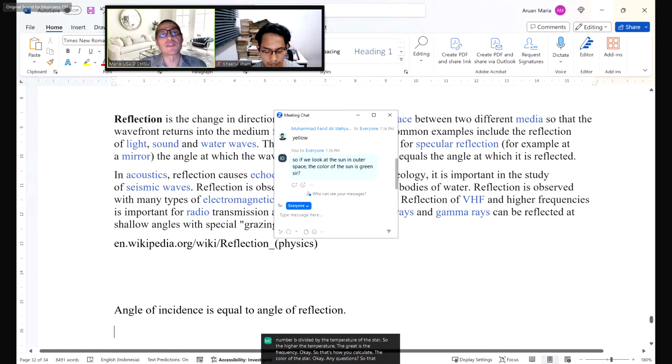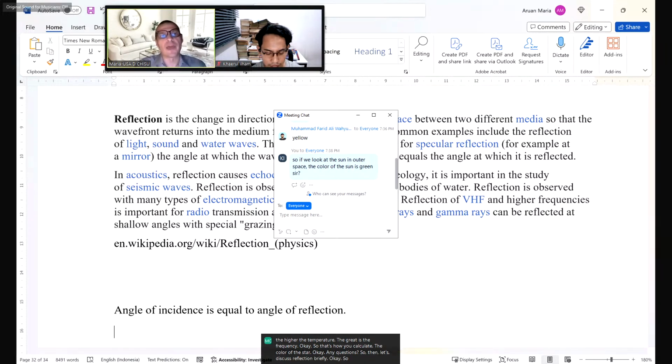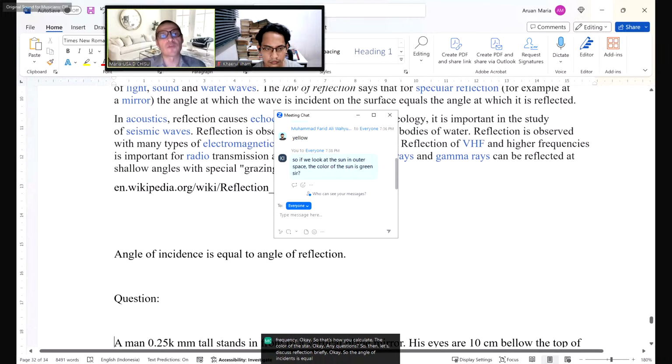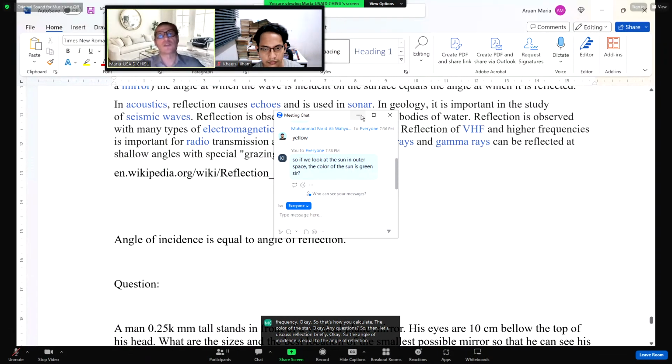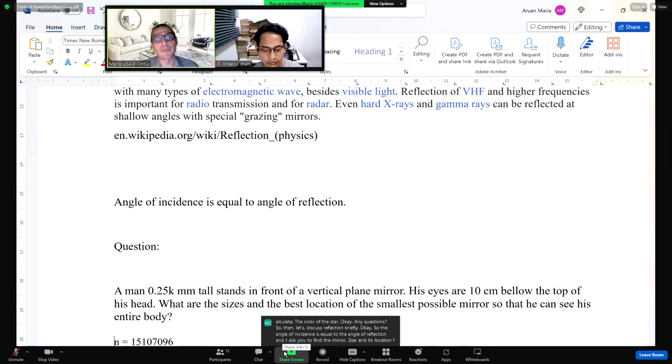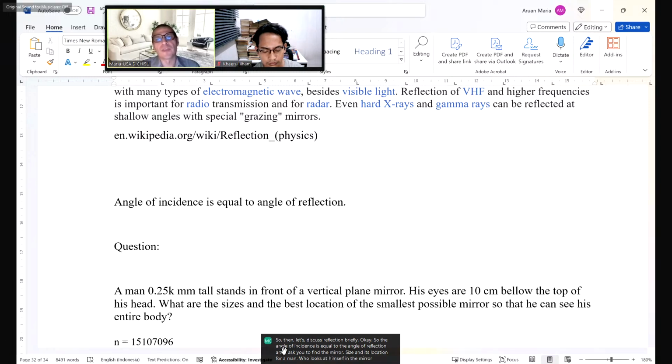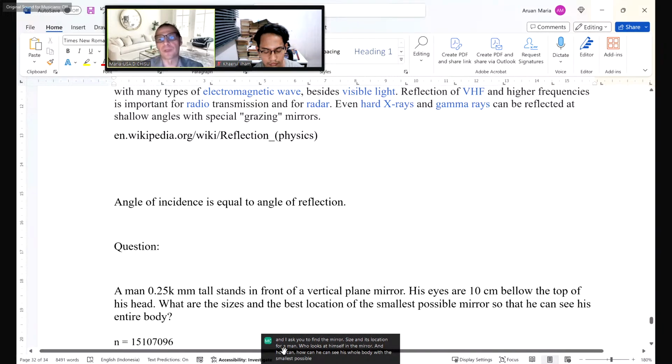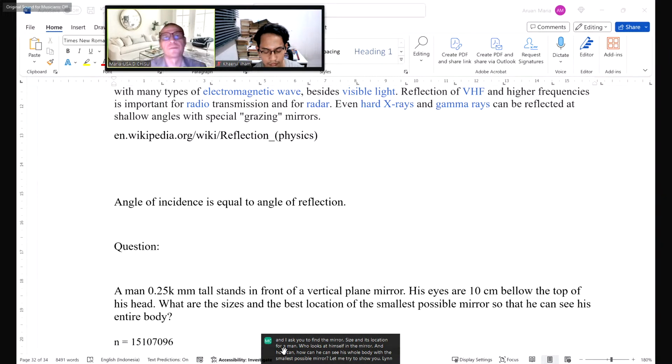So then let's discuss reflection briefly, okay? So the angle of incidence is equal to the angle of reflection, and I ask you to find the mirror size and its location for a man who looks at himself in the mirror, and how he can see his whole body with the smallest possible mirror. Let me try to show you. Plane mirror. So this is the man.